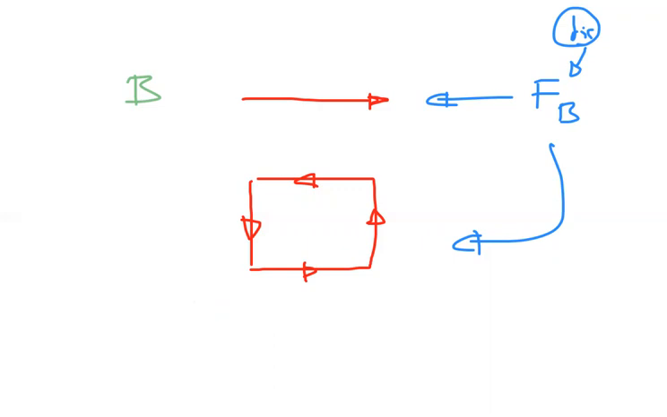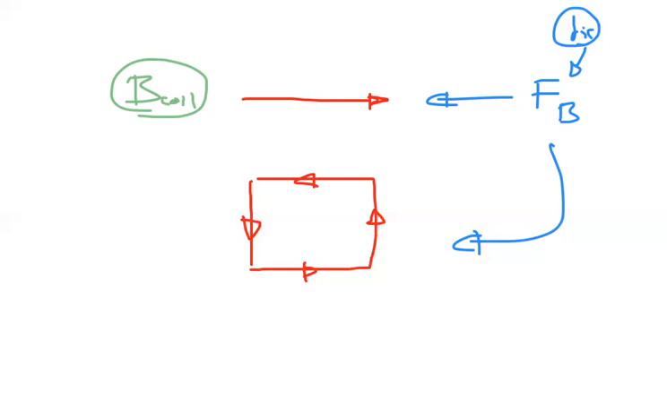I don't know, coil or something. Okay, so we need to find the B from the coil up here on that wire. So what is the direction of B on the wire? The direction of B from the coil.